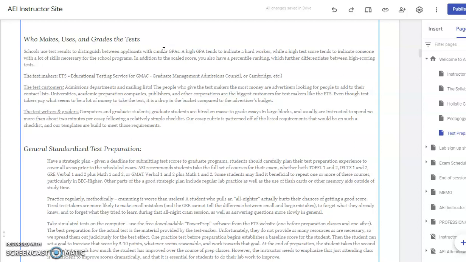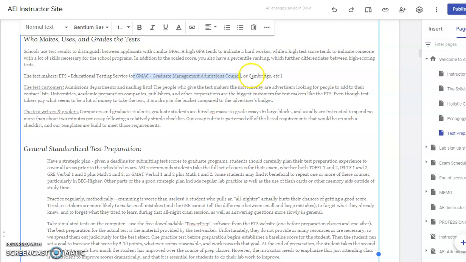Now, who actually makes the test? That would be the Educational Testing Service for the GRE, and the Graduate Management Admissions Council for the GMAT. Cambridge publishes the C1 Business Hire Test, etc. Those are your test makers. They're corporations. How do they make their money? Who are their primary customers? The admissions departments and mailing lists.